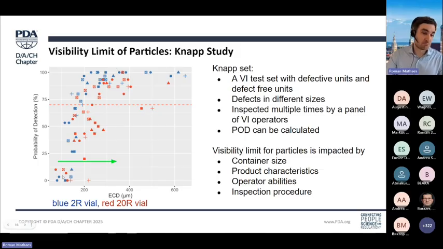Of note here, the blue dots are defects in a 2R glass vial, and the red dots are the same defects but placed in the 20R vial. And you can see that the red population is shifted to the right, meaning to get the same probability of detection, the particles need to be larger. This makes total sense because a 20R vial is larger and a larger area needs to be inspected in the same time. So particles need to be larger to come to the same probability of detection.